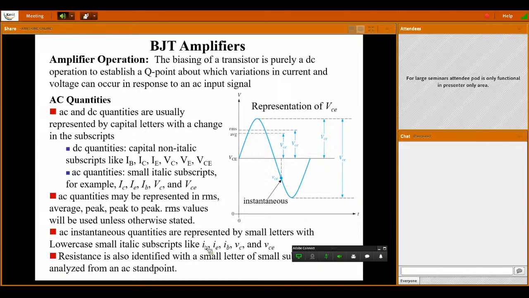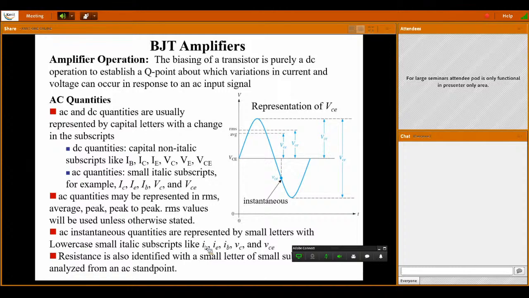Next, AC instantaneous quantities are represented as instantaneous quantities. If I need the current at a particular point in time, the instantaneous currents are represented with a small letter. Instantaneous quantities are represented with small letters, and the subscript represents the corresponding terminal current or voltage. So ic is the instantaneous collector current, ie is the instantaneous emitter current, ib is the instantaneous base current, and vc is the instantaneous voltage at that particular time.